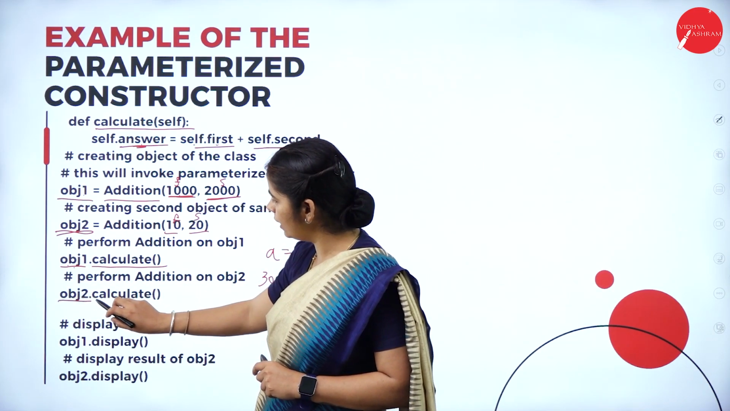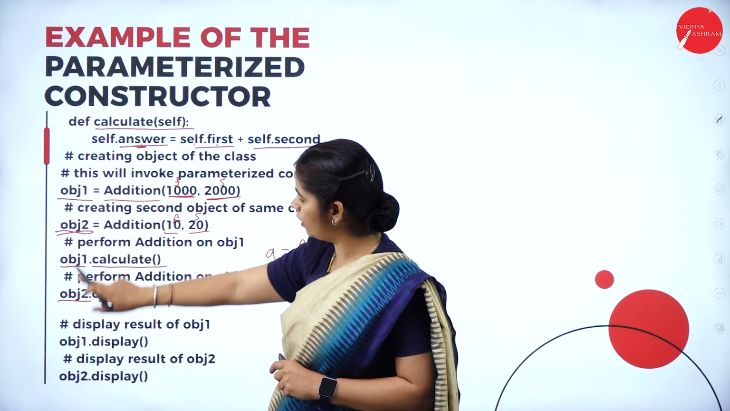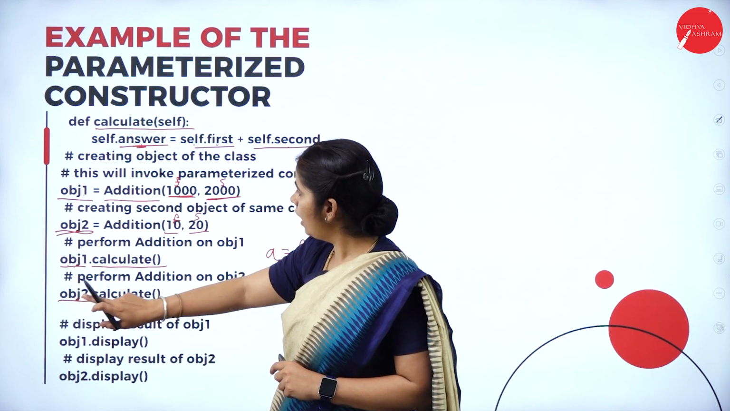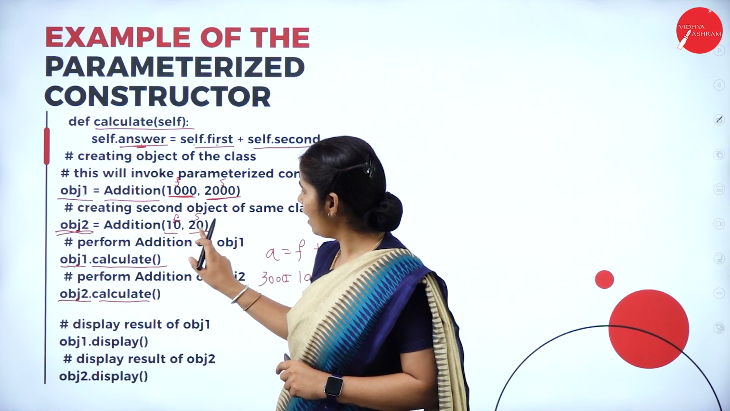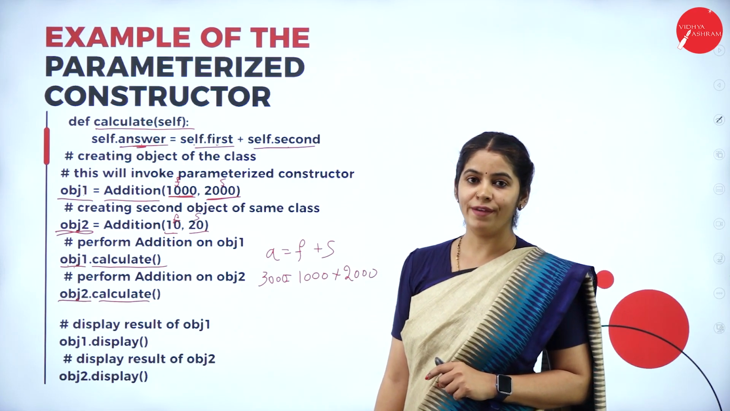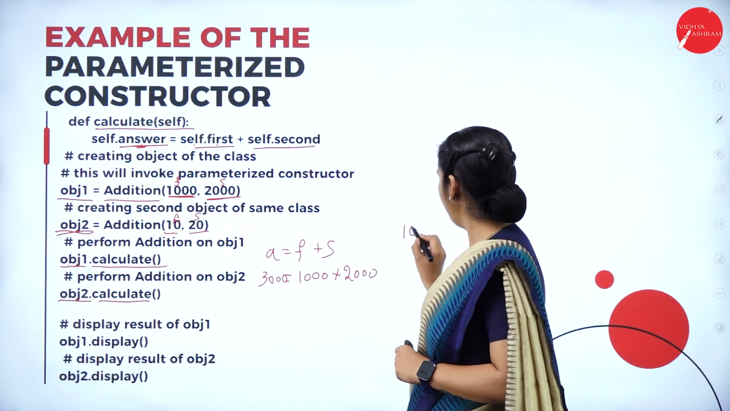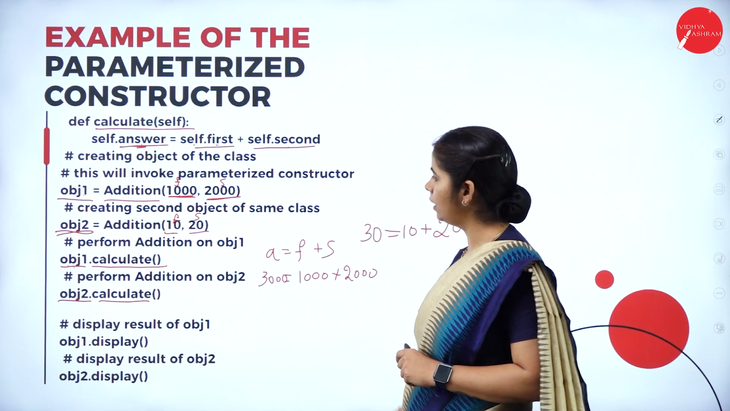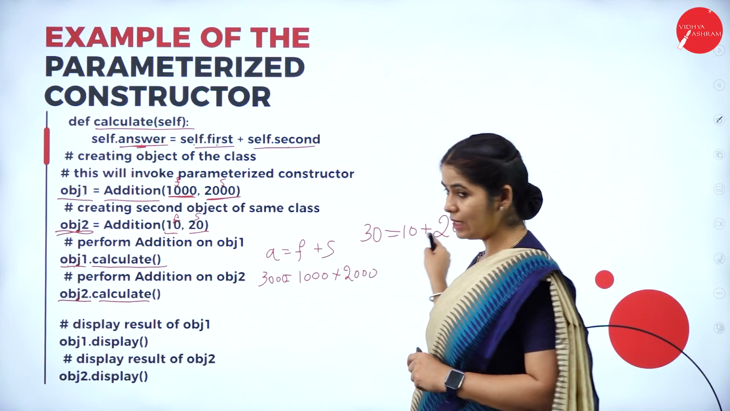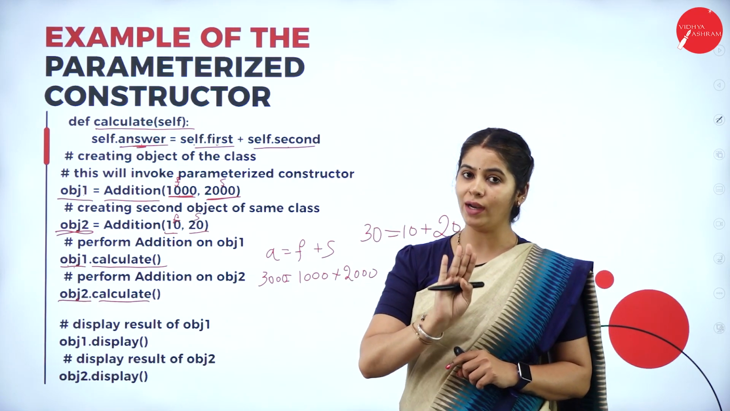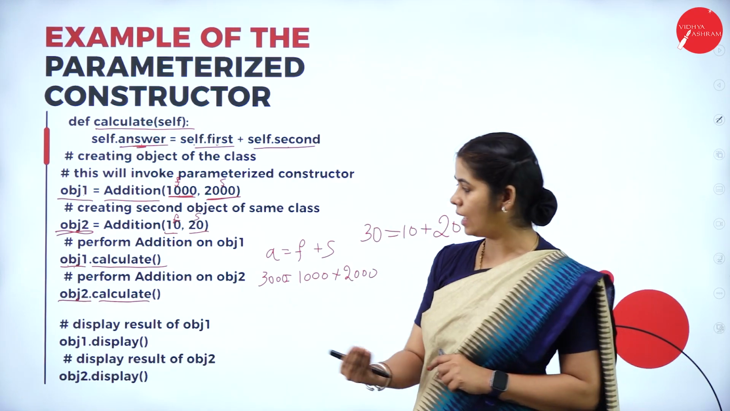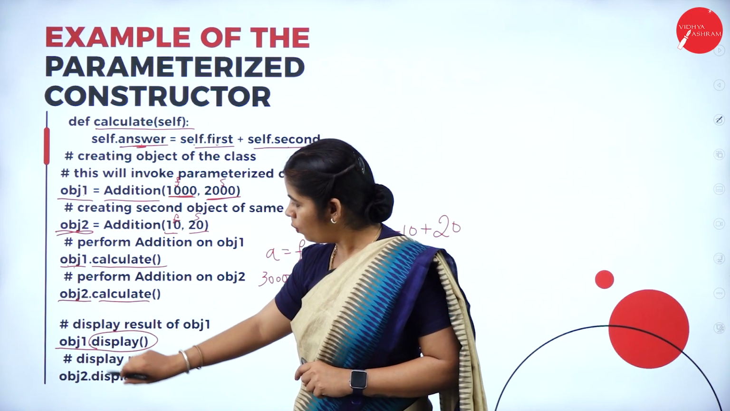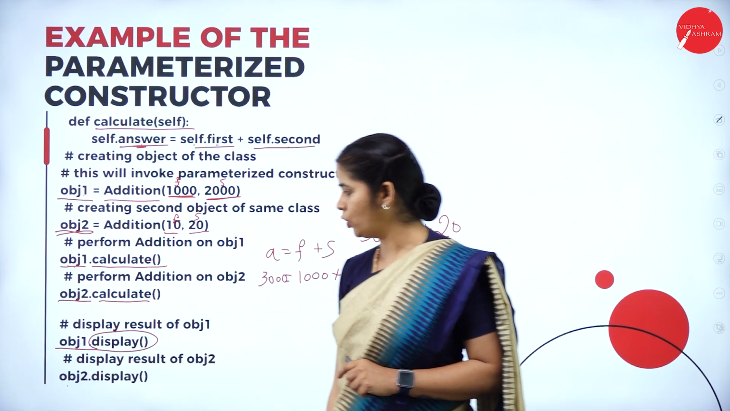Now I am calling the calculate function with respect to the second object. When we created the second object, what are the F and S values? F and S values are 10 and 20. So what should the answer be? 30. Right. So how do we display this answer? We have calculated, but we have not yet displayed that answer. To display it, we have to call the display function with respect to object 1 and with respect to object 2.